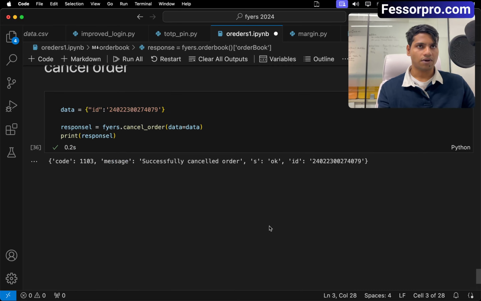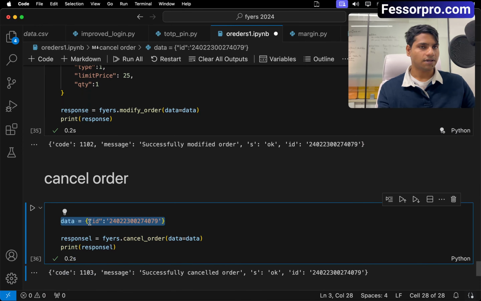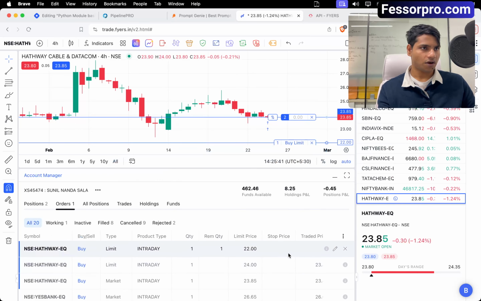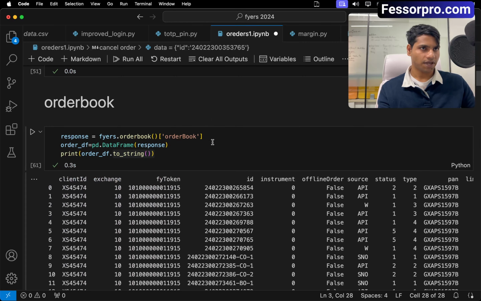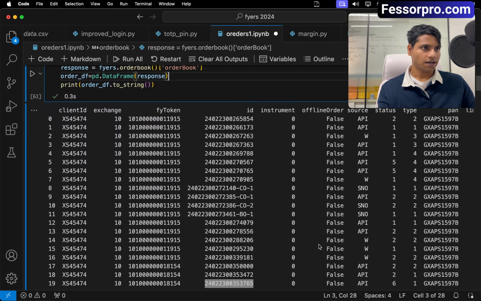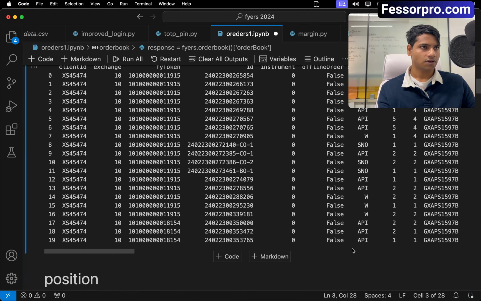I'll go down. I have written the code to cancel the order. You need a dictionary where you specify the ID, and you need to call the cancel order function. The moment I call this function, this order will be cancelled. If I run the code, this order got cancelled. Now if I run this data frame again, right now it is 6, and it will change to 1. If I run this code, see, it has changed to 1.